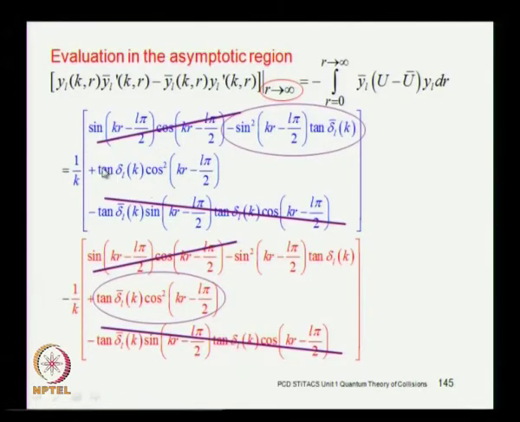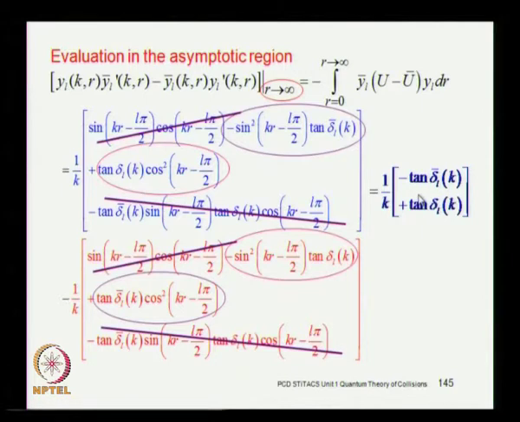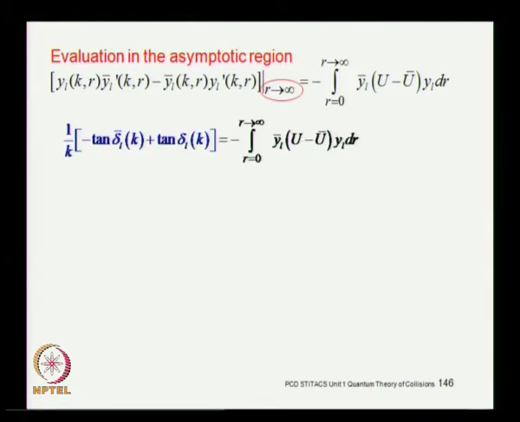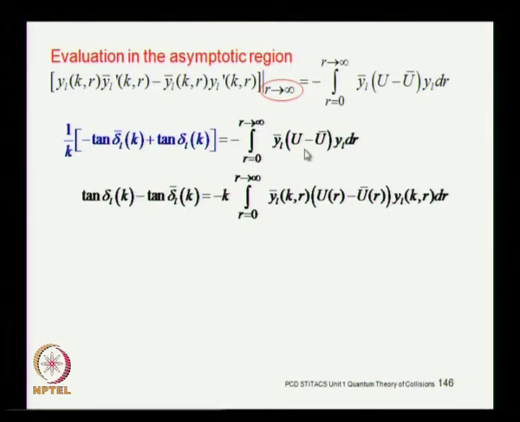If you look at these terms, this tan delta cos square delta, and then this is the term which has got the phase shift delta without the bar. So if you combine these two terms, you have got a similar simplification. So all this mess reduces to a very simple expression, which is 1 over k times tan delta minus tan delta bar. Okay, this is tan delta minus tan delta bar, and now you can write your result that for the asymptotic region, the tan delta minus tan delta bar divided by k is equal to this integral, or you can take k to the right hand side.